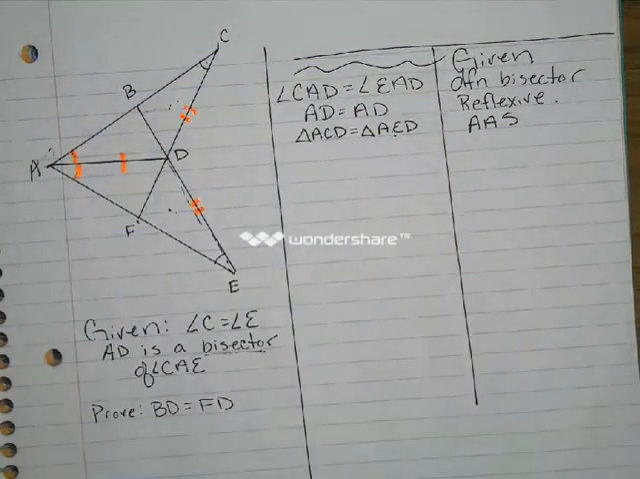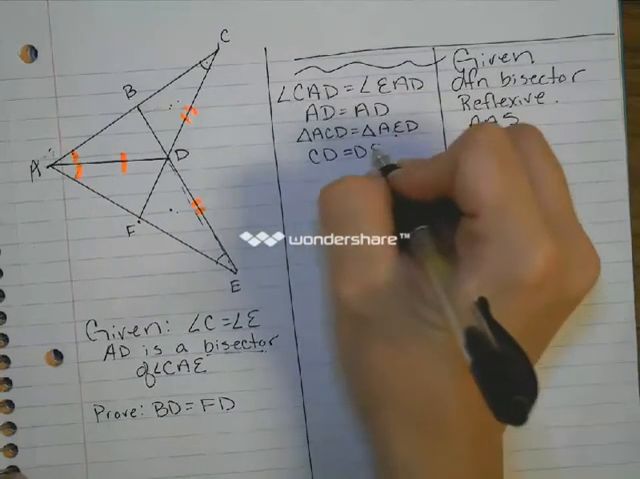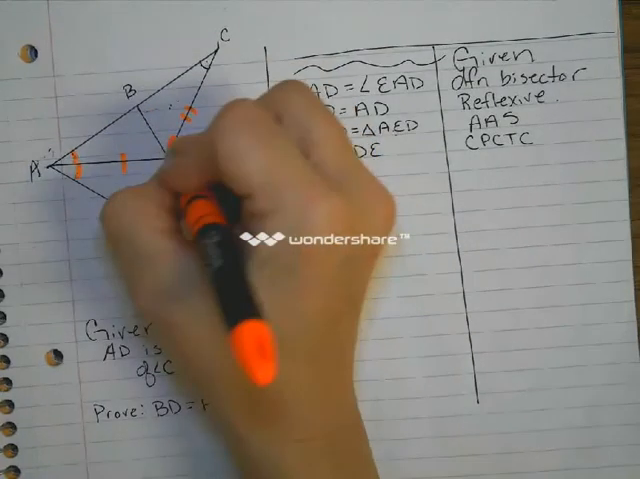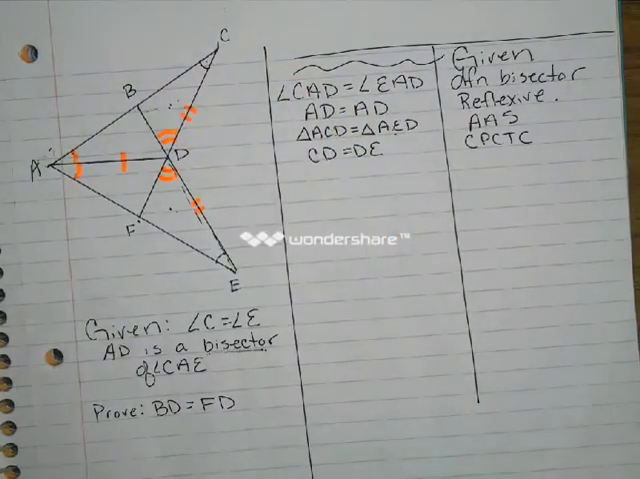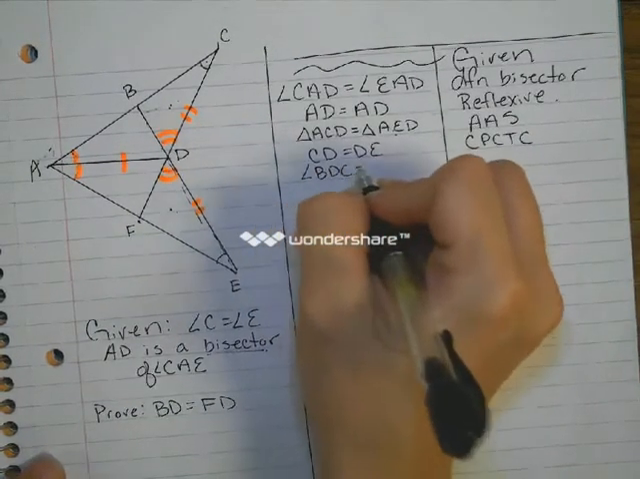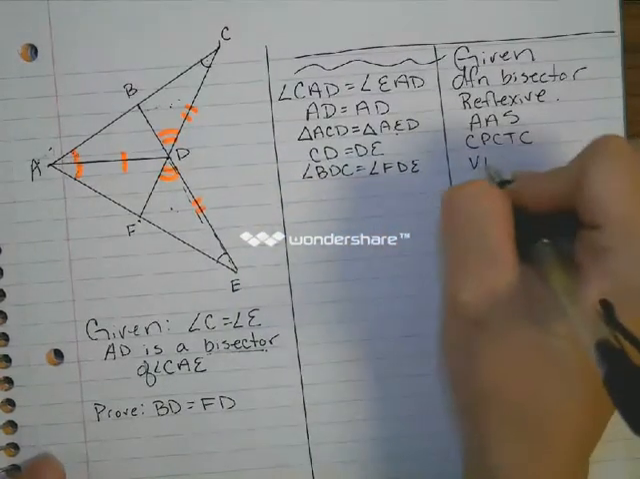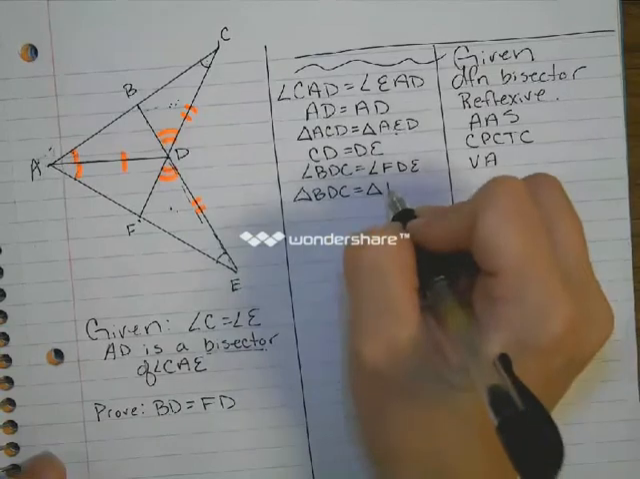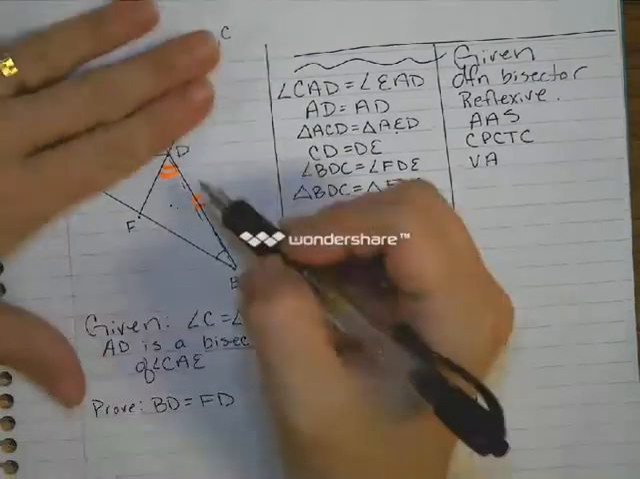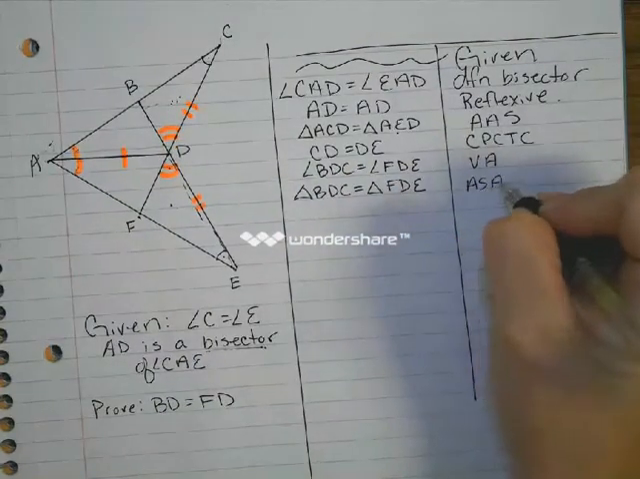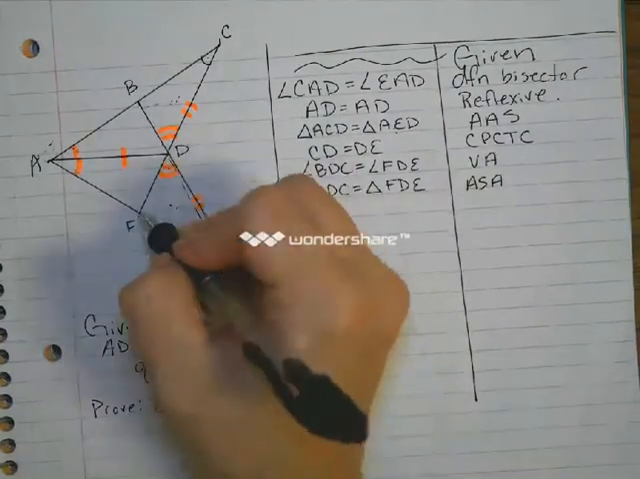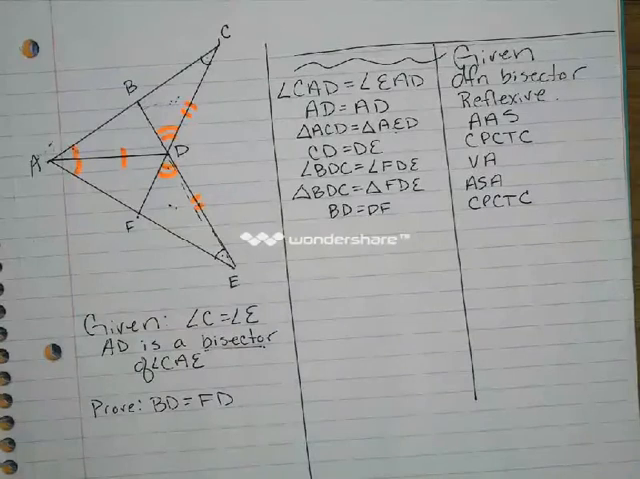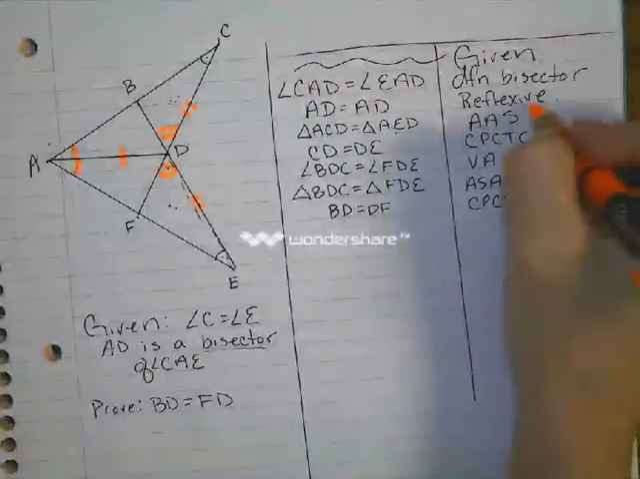Okay. I also have vertical angles. So angle BDC is equal to angle FDE by vertical angles. That makes these two triangles congruent. Okay, they're going to be congruent by ASA. And if these triangles are congruent, then their parts are congruent by CPCTC. So this proof actually used the CPCTC twice. Okay? We did our triangle congruence, which gave us this part. This part led us into the next triangle. And then we had our next triangle congruence. And we ended with the part that we were asked to prove.